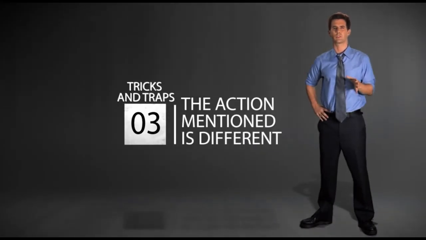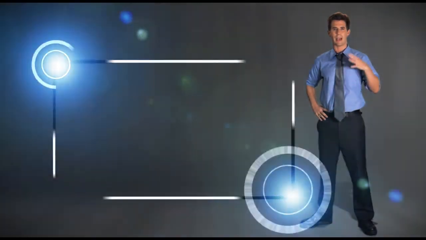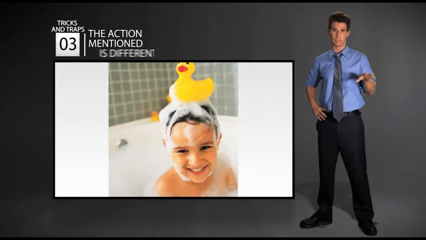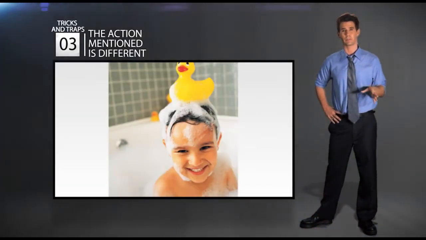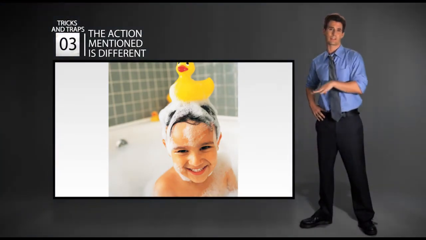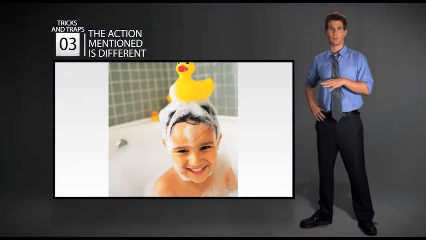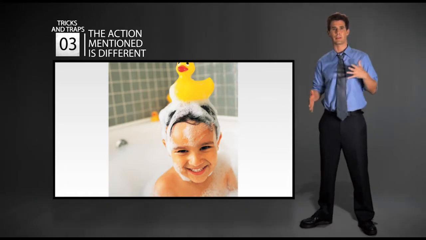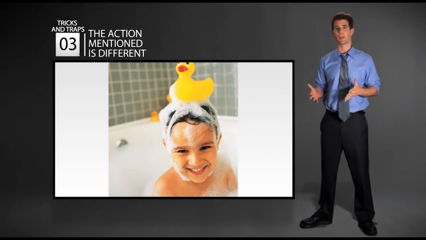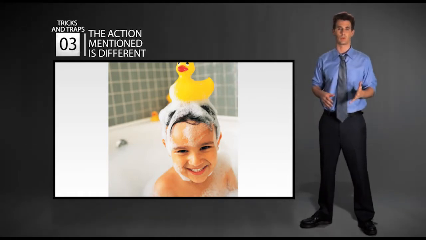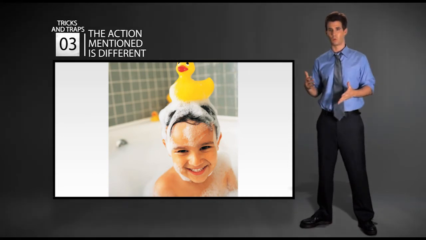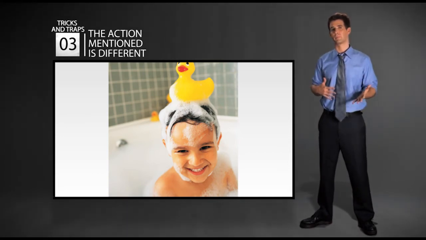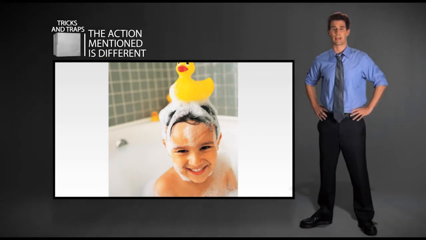So the next type of trick and trap that we will look at today is when the action that is shown in the picture is different from the action mentioned in the answer choice. So an action is something that someone is doing. So maybe they are running, or they're eating, or they're exercising. Let's look at an example.